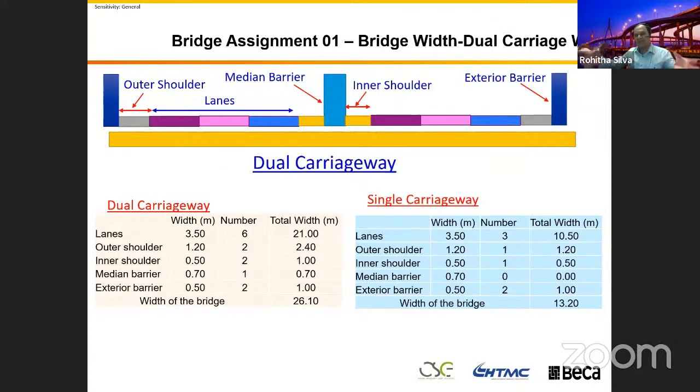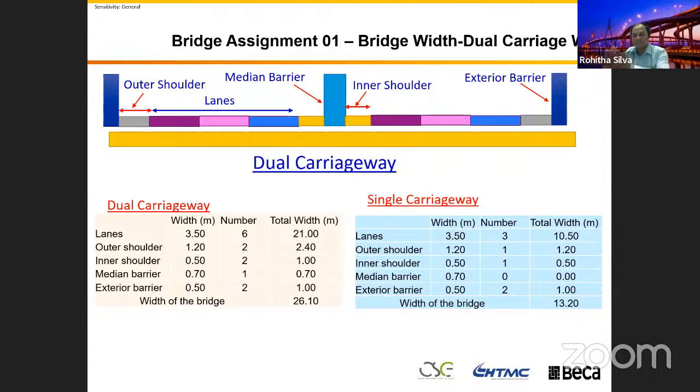Then I have to select the type of structure. First, I need to select the superstructure. Then to match with that, a substructure. To support that, I need a foundation, right? Depending on the type of structure I'm choosing to articulate, I need to select the type of bearing. Depending on the length of my bridge, I need to select the appropriate expansion joint. That's the only thing you need to do.